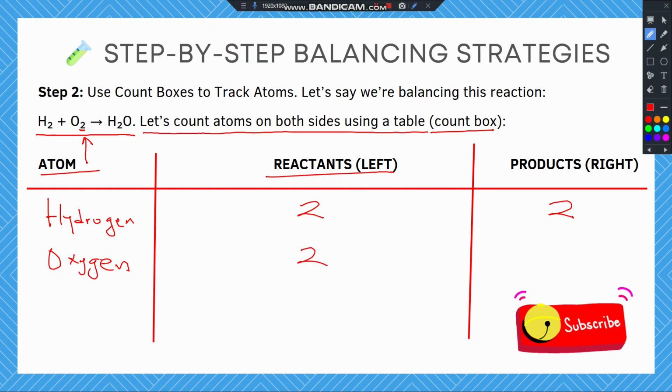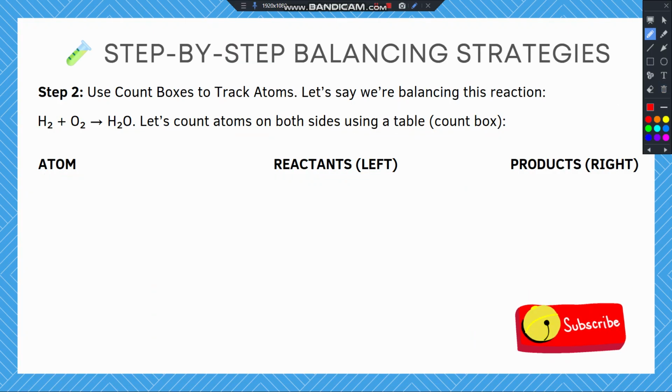On the right hand side, however, you can see oxygen has just 1 atom because there are no subscripts identified there. So that tells us automatically that oxygen is just 1 atom present. So we have 2 on the left, 1 on the right. So we can see that oxygen is not balanced. So what is the thing to do now? So now that we know the one that is unbalanced, we have oxygen 2 on the left hand side and 1 on the right hand side.